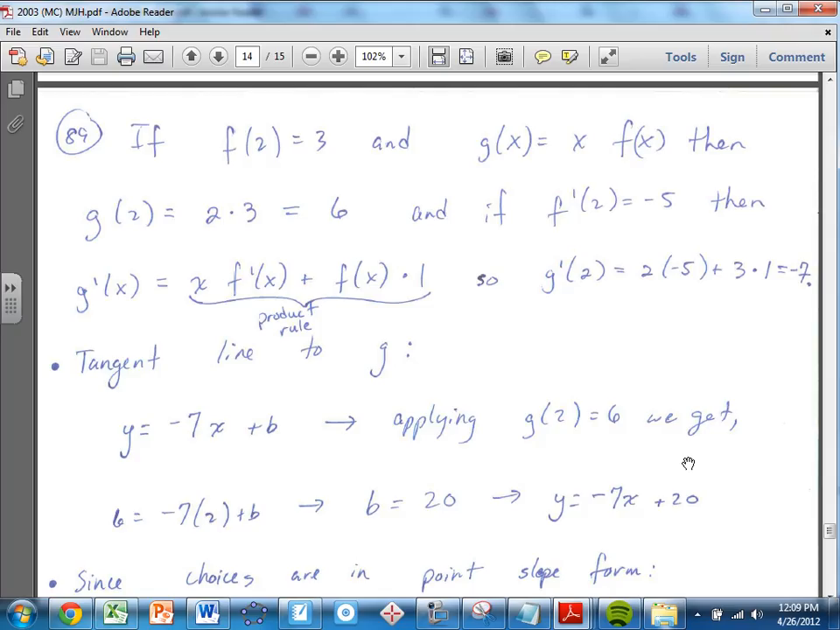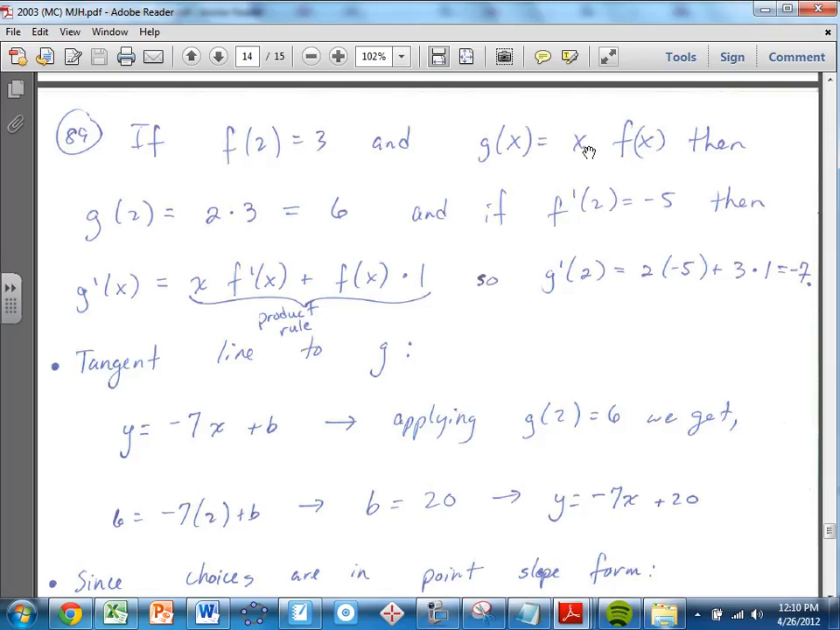So, here's what I would think right away. When I see f of 2 equals 3, I say to myself, well, the point (2, 3) is somewhere in there. Agree with that? So f of 2 equals 3 tells me that the point (2, 3) is there. Next, g of x is equal to x times f of x. So, eventually, I'm going to have to find the graph of g.